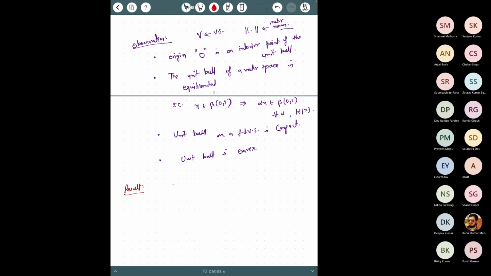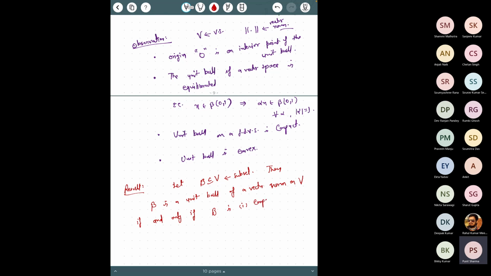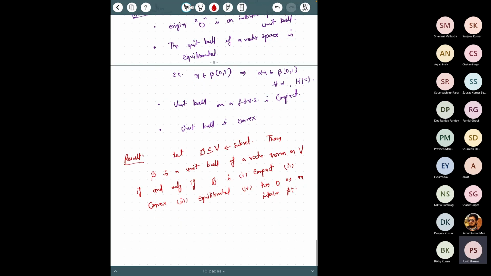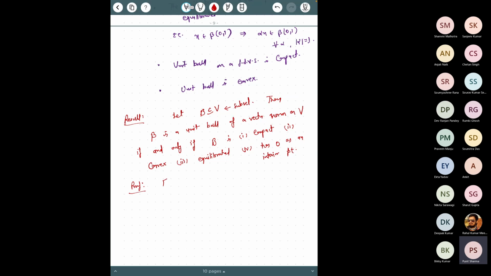So if we have a subset B of V, then this set B is a unit ball of a vector norm on V if and only if B is, first, compact with respect to this norm, second, convex, third, equilibrated, and the fourth one is that it has 0 as an interior point. Okay, so this result is an if and only if, and the proof I'm leaving as an exercise.